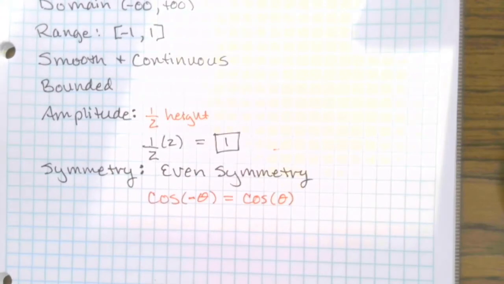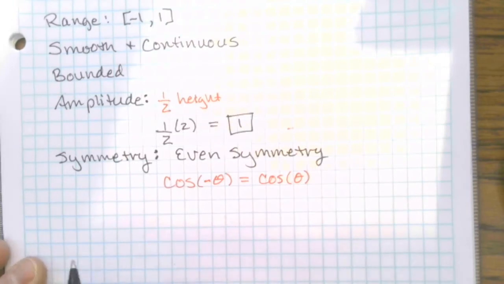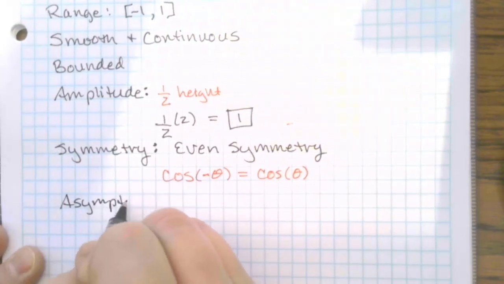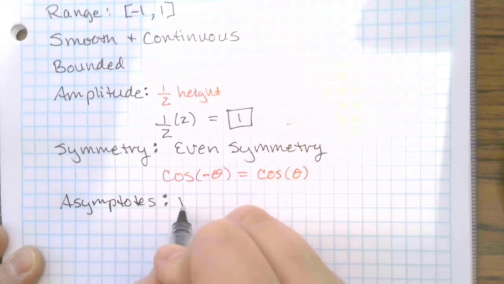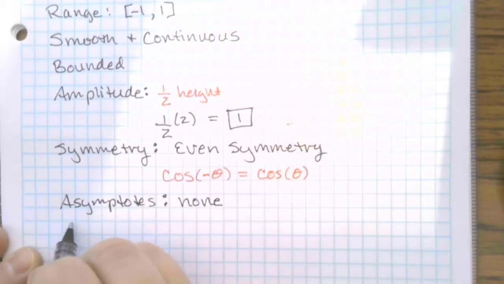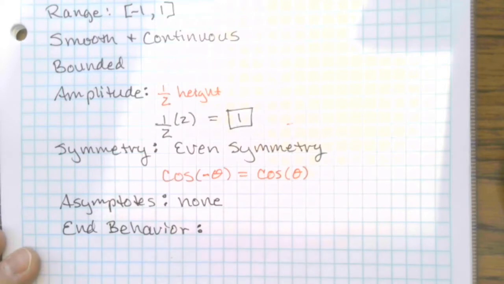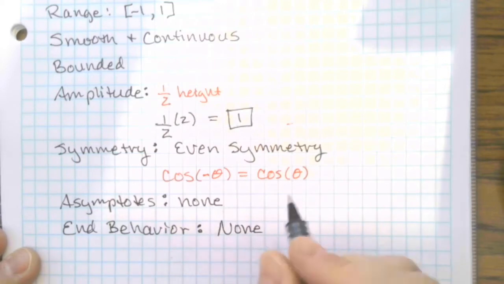All right, so next on the list, asymptotes. There are none, no vertical, no horizontal. End behavior. Again, because the ends don't settle on anything, they just keep oscillating. There is none, no end behavior.